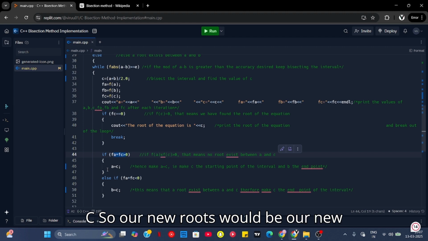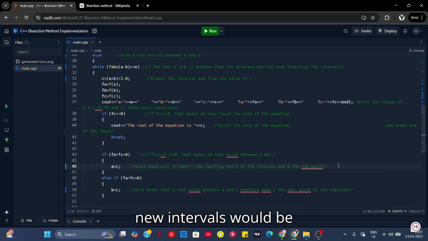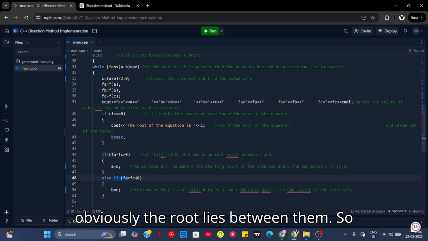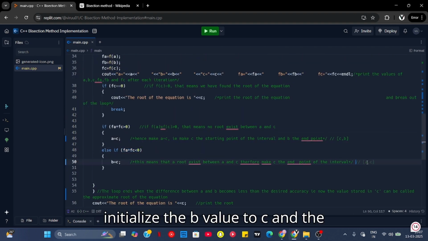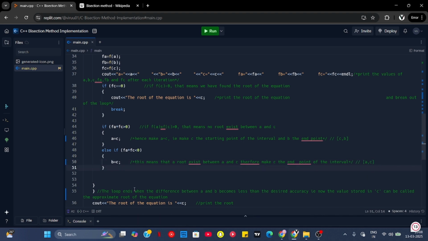So we will initialize A to C, and our new interval would be C, B. But if it is less than 0, then obviously the root lies between them. So we will initialize the B value to C, and the new interval would be A and C.